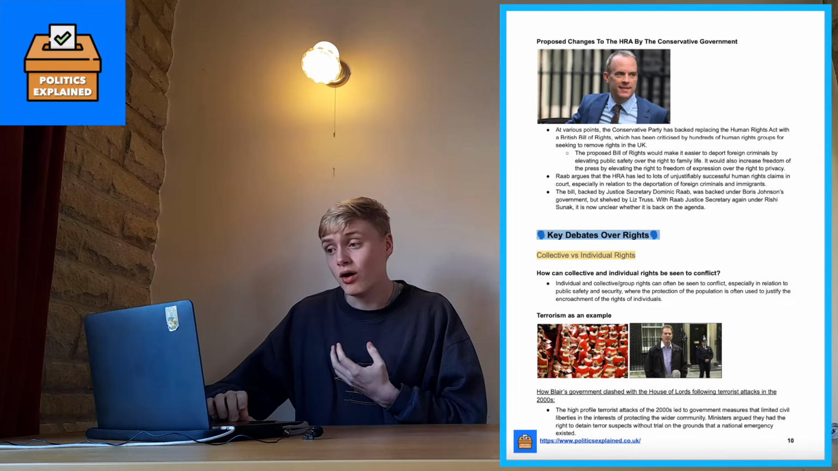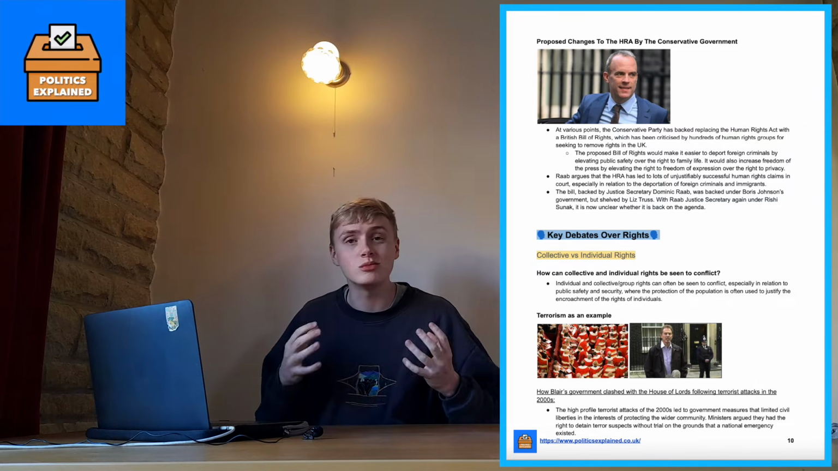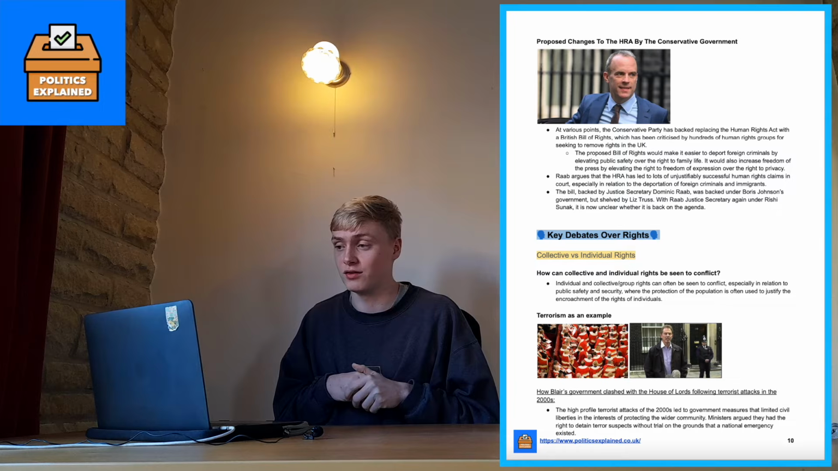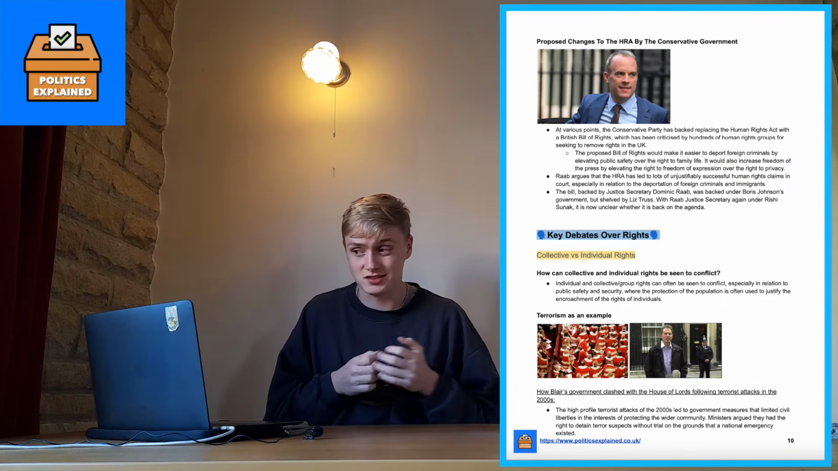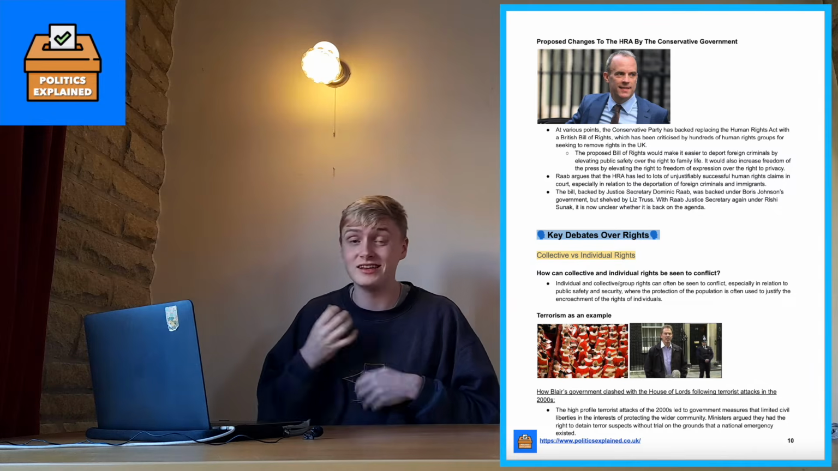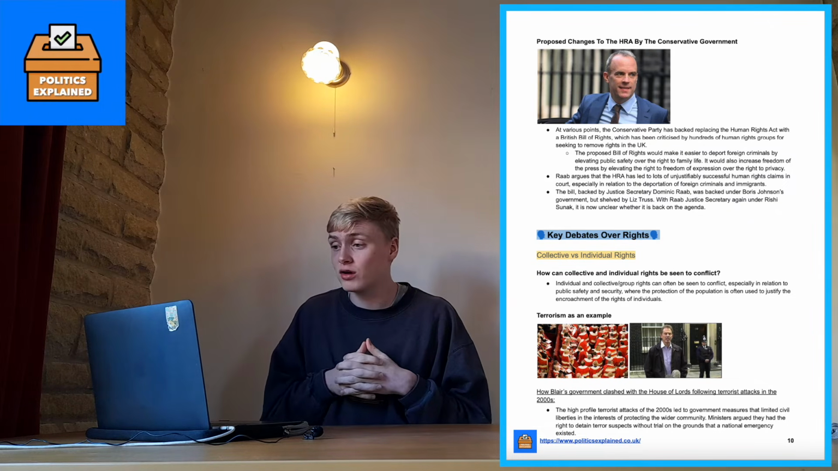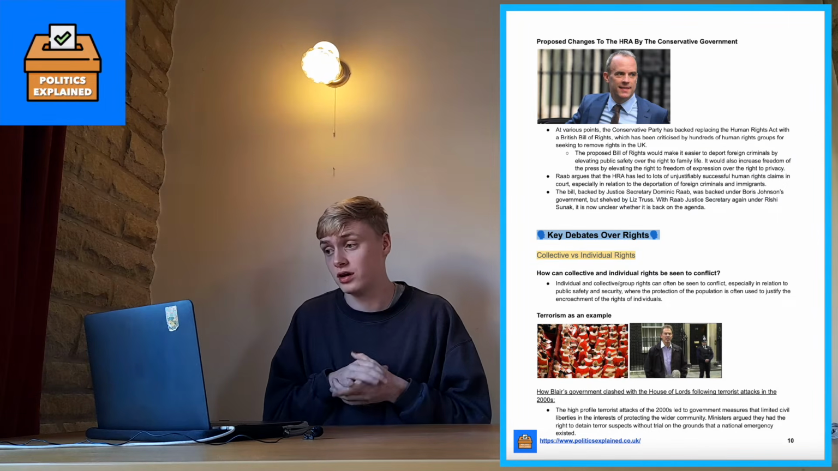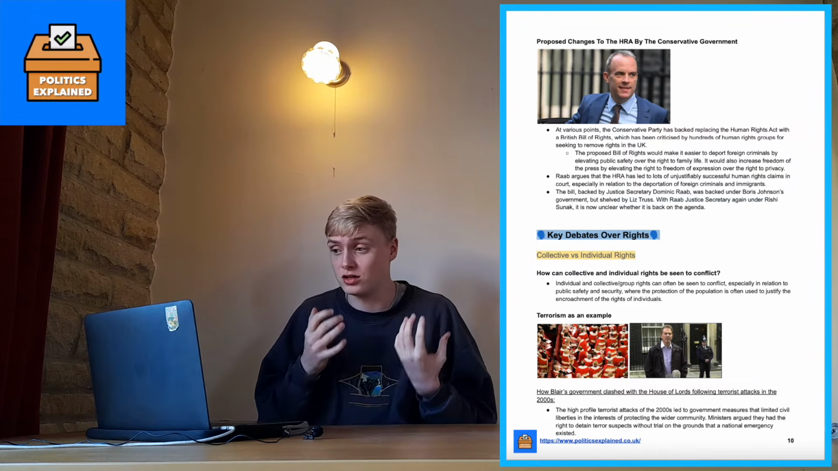Another example of the government and Parliament being a threat to human rights in the UK is proposed changes to the Human Rights Act by the Conservative government. As I mentioned earlier, at various points in the Conservative Party's history since the introduction of the Human Rights Act, it's backed replacing it with a British Bill of Rights, which has been criticised by hundreds of human rights groups for effectively seeking to remove rights in the UK.